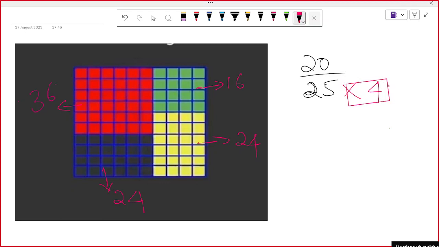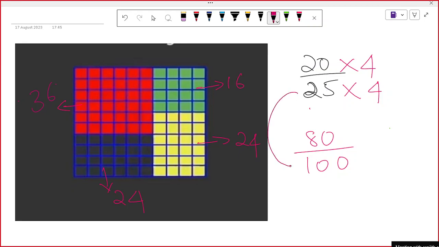Whatever action is done in the denominator, the same has to be done in the numerator. So multiply this. 20 into 4 is 80. 25 into 4 is 100. So it is 80 divided by 100. Which means out of 25 marks, you have scored 20 in the actual exam. But if they conduct it for 100 marks, you will score 80. That's the meaning of this.